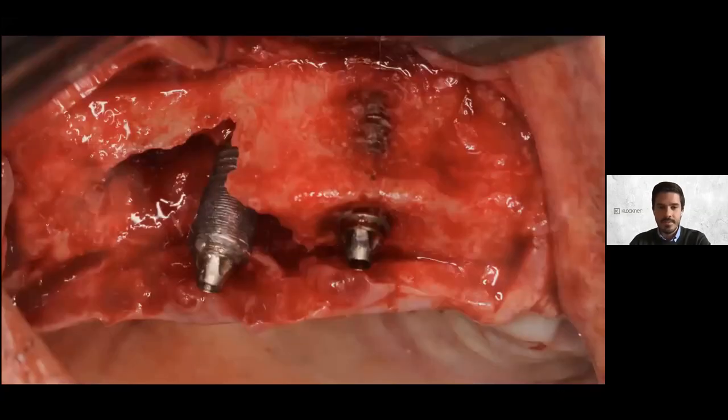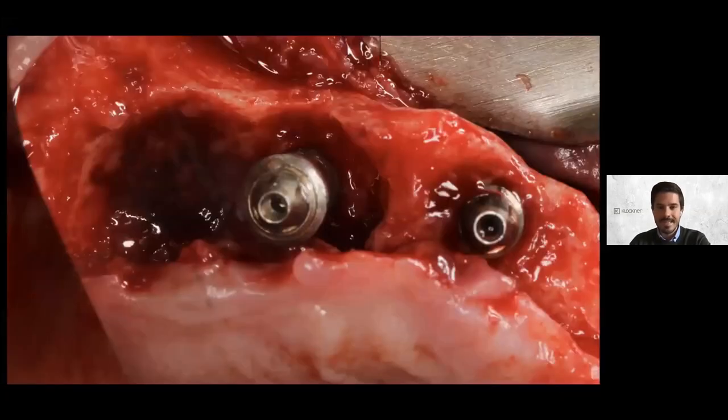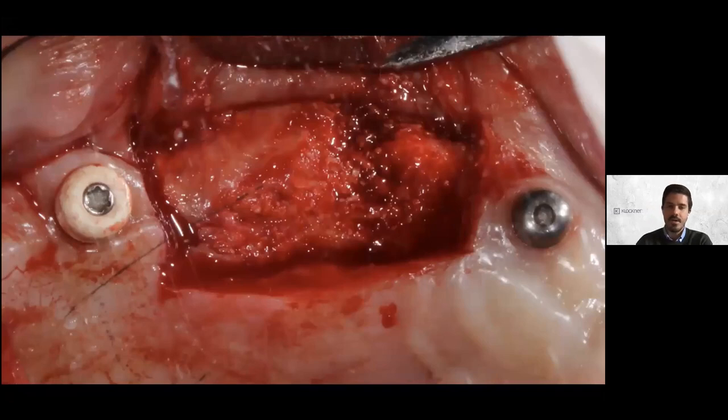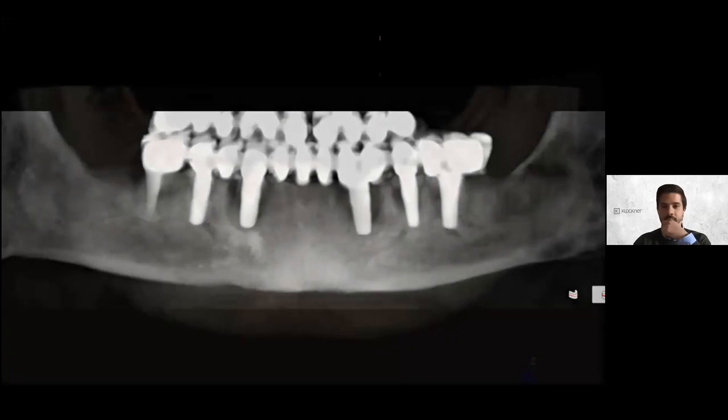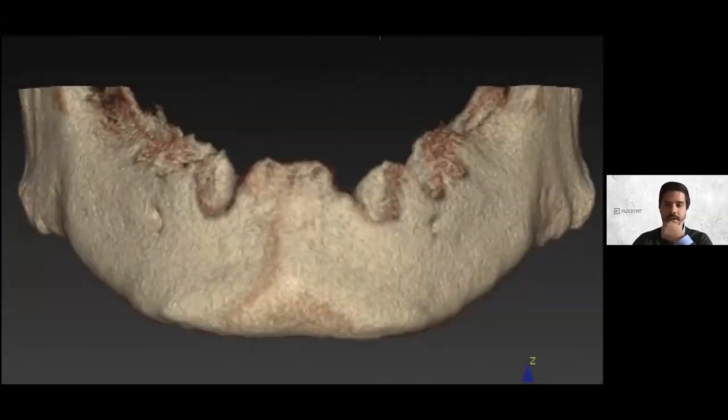This is before, this is before, and this is after. Look at the bone quality after 6-7 months of the surgery. Now let's go for the lower jaw. Remember that we had this situation. We went for the explantation. We wait for the soft tissue and bone tissue healing. We wait for 3 months after that. And this is the situation after 3 months.